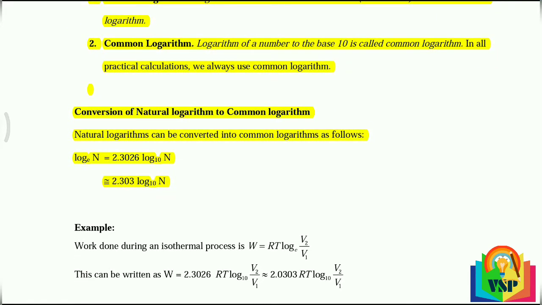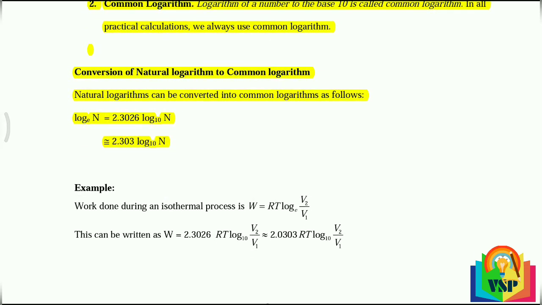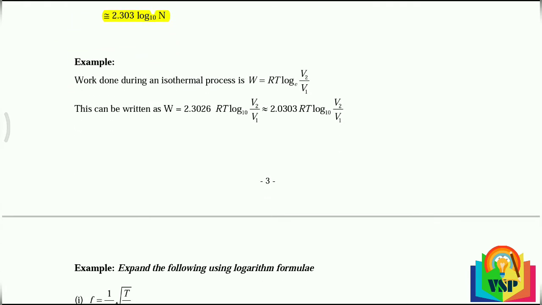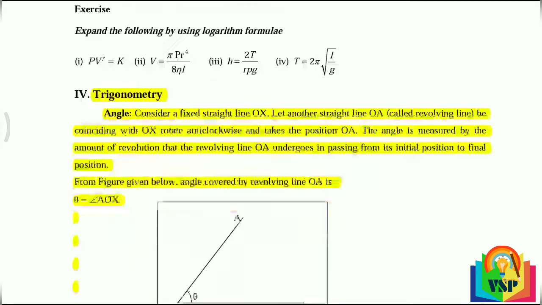Okay, we know that log n base e is equal to 2.3026 log n base 10. By pronouncing, log n base e is equal to 2.3026 log n base 10, which is approximately 2.303 log n base 10. Okay, these are the examples.